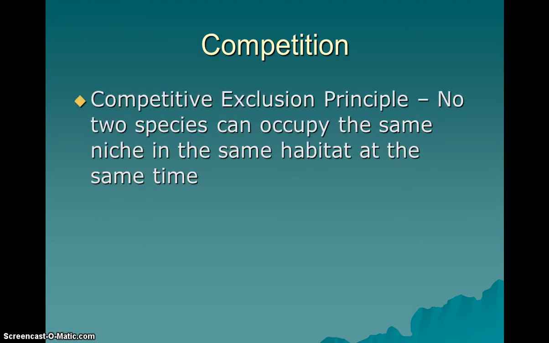And here is the second little box on your conceptual understanding that talks about the competitive exclusion principle, and that says no two species can occupy the same niche in the same habitat at the same time. It just doesn't happen because it's too competitive, and then they won't have any food.